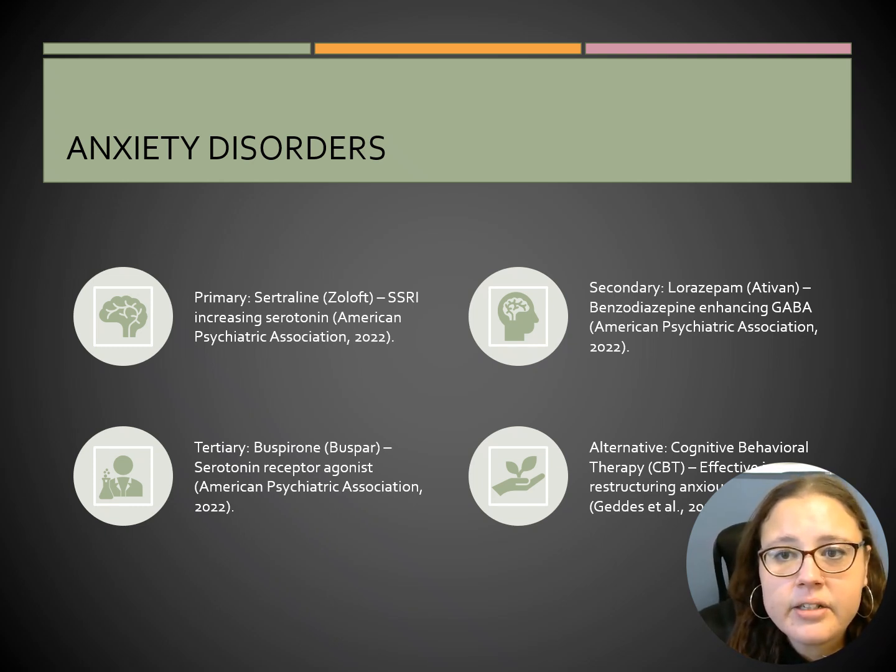Typical side effects include nausea, sleep disturbance, and decreased libido. These side effects are usually mild, and they tend to fade within a few weeks, but social workers can help clients track what they are experiencing and communicate any concerns to their prescribers. A secondary medication is lorazepam or Ativan. Lorazepam is a benzodiazepine that boosts the calming neurotransmitter GABA.